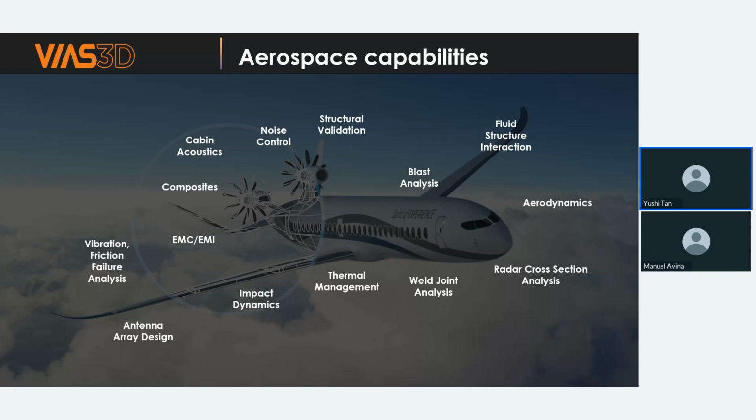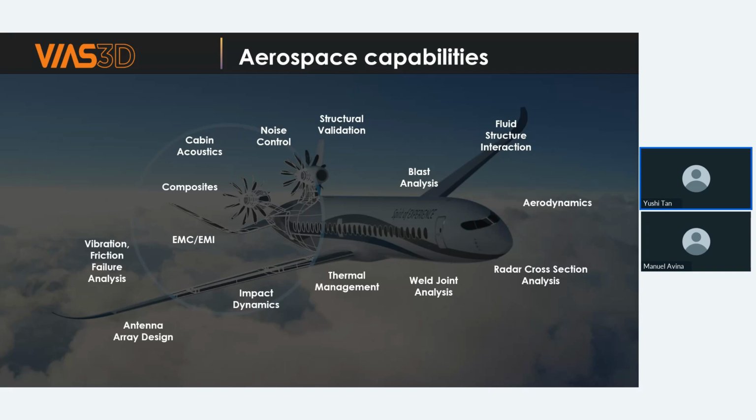RCS simulation is definitely one of the areas that we can help. And not to mention, let's say, antenna placement and cosite interference problems are some of the typical examples that you would run into when it comes to the aerospace industry. The topic of today is going to be on electromagnetic simulation only. If you have needs on any of these different areas, we're happy to connect you with the proper expert to discuss further.